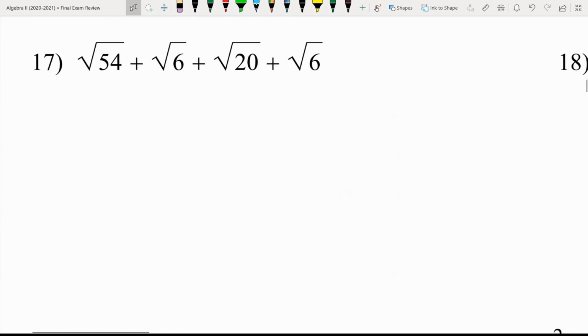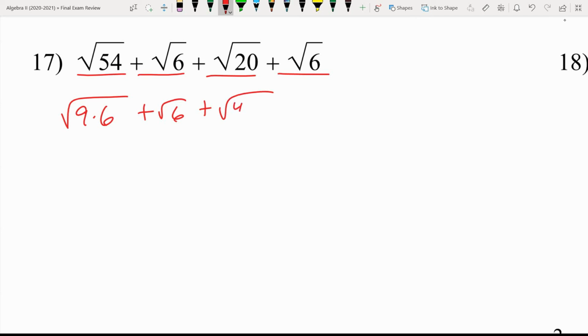All right, similar problem down here. I see right off the bat I've got a couple of square root of 6's, but I have these that I'm pretty sure I can simplify. We've got the 54 again, we just did one like that. That's 9 times 6. Square root of 6, can't do anything with it. Square root of 20, though, is 4 times 5. There are two perfect squares in those, and then we've got the square root of 6 at the end.